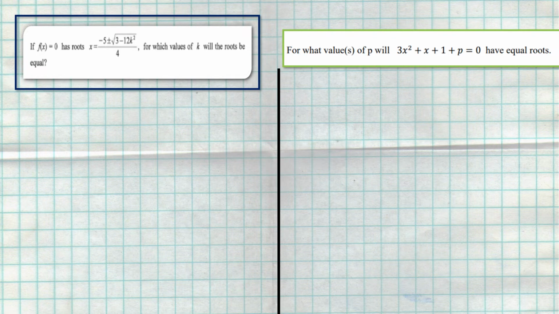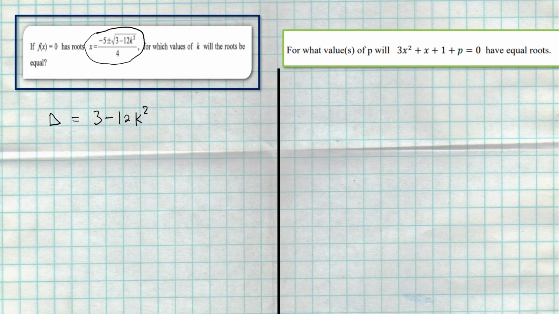Okay, let's focus on a different, quite similar problem taken from Department of Basic Education past papers. They're saying if f of x is equal to 0 has roots x equals minus 5 plus or minus the root of 3 minus 12k squared, all divided by 4, for which values of k will the roots be equal? This one is quite simple because they've solved for x here, and you can see this is the quadratic formula, so we can just tell them our delta. So our delta is anything inside the square root, so it is 3 minus 12k squared.